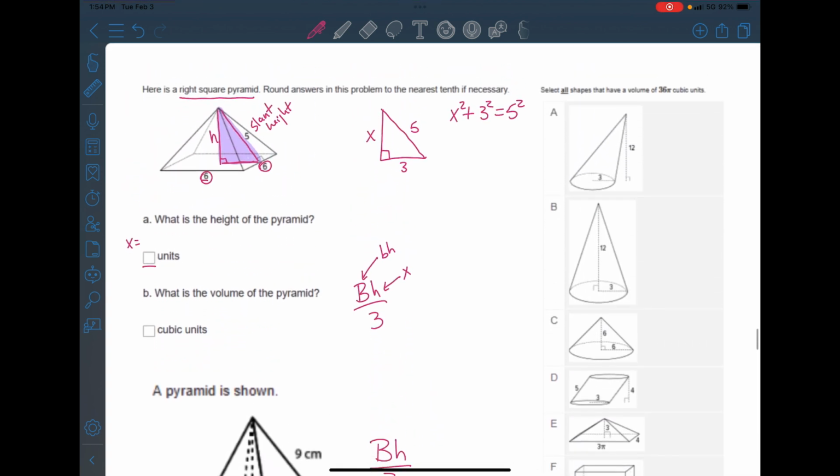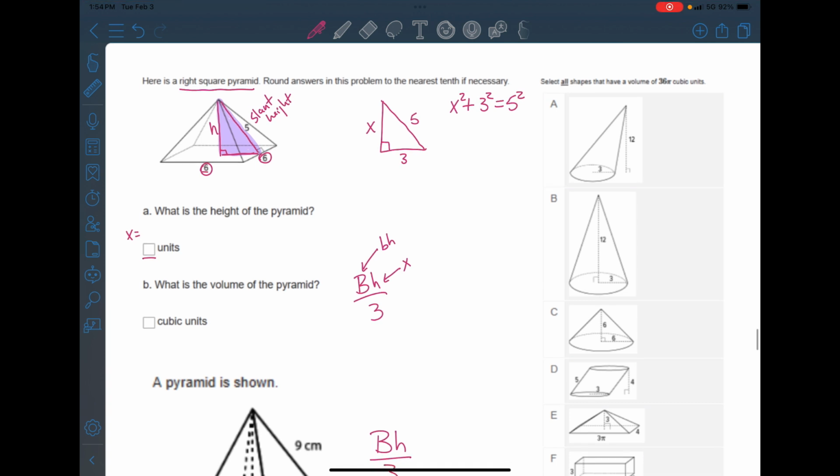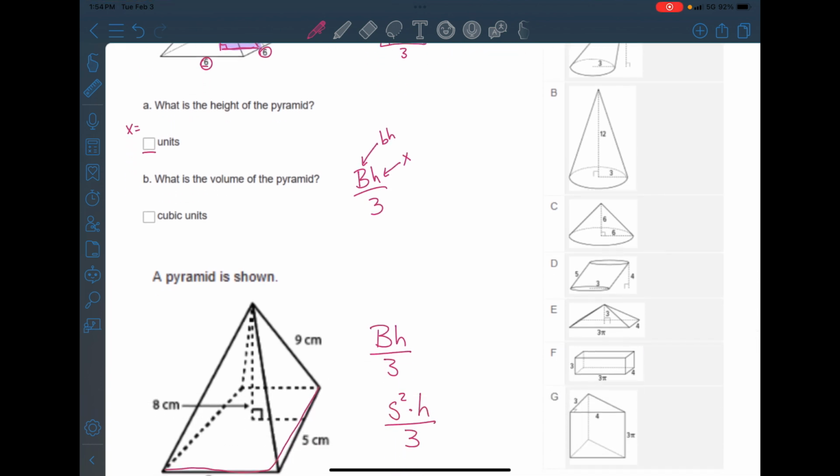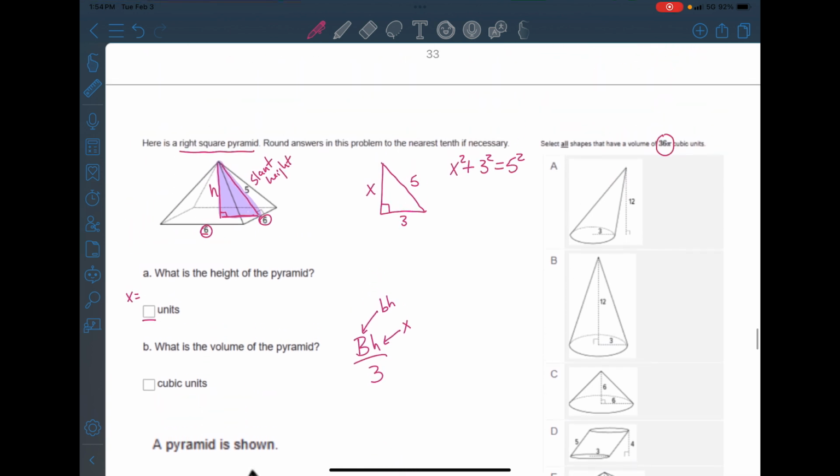On this one, select all shapes that have a volume of 36 pi cubic units. So first of all, I'm looking at all the ones that don't have a circle, like E, F, and G, and they have the pi in there, so there is a chance that it may be them. So we're not going to multiply pi out when we use these. So let's go ahead and find all of these volumes, and then you'll be able to know which one. So I expect an answer on each one of these.